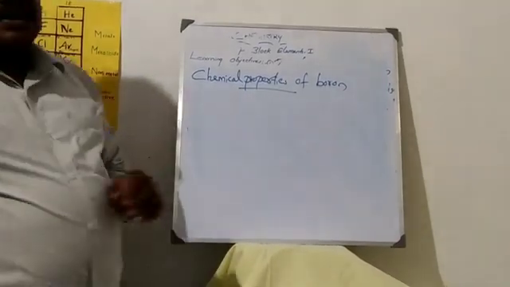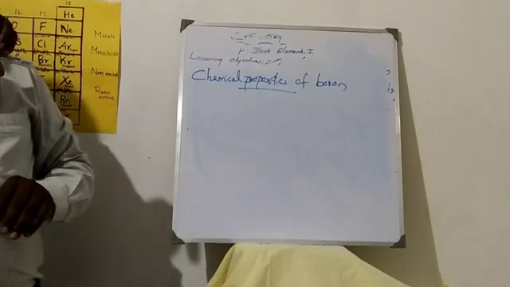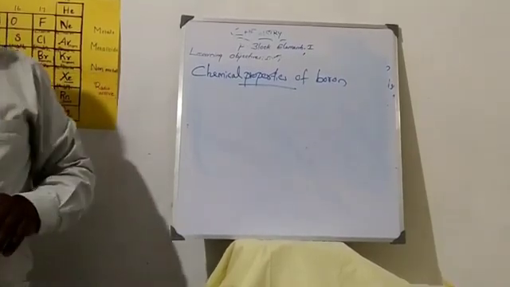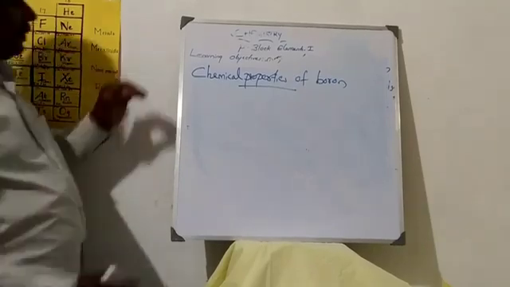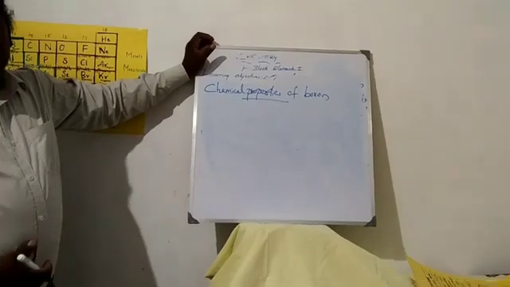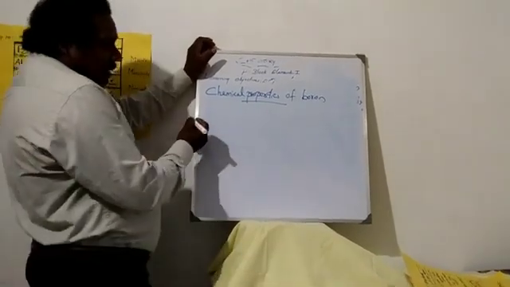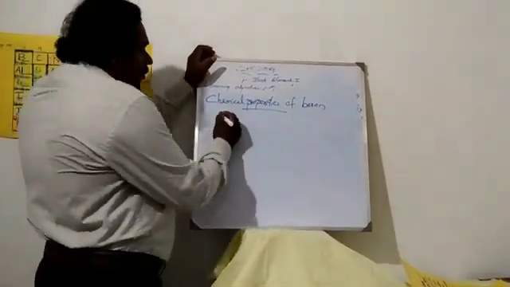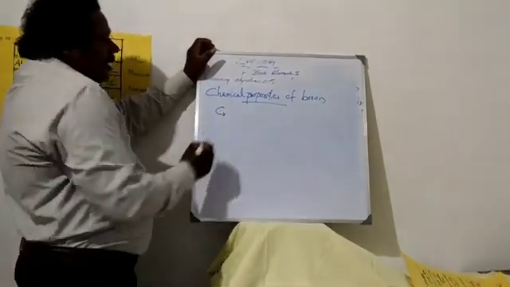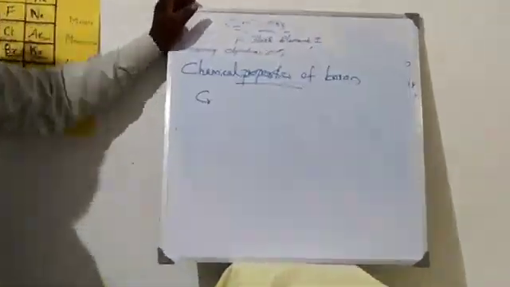About the chemical properties of boron: how does a chemical reaction occur with boron? We are taking chromium, a direct combination of metal with boron. What is the symbol for chromium? Cr, atomic number 24.